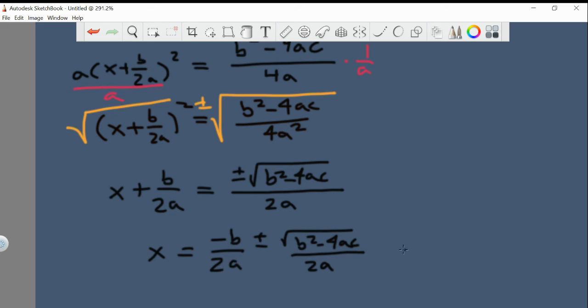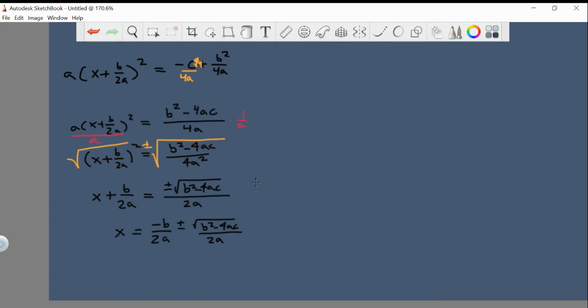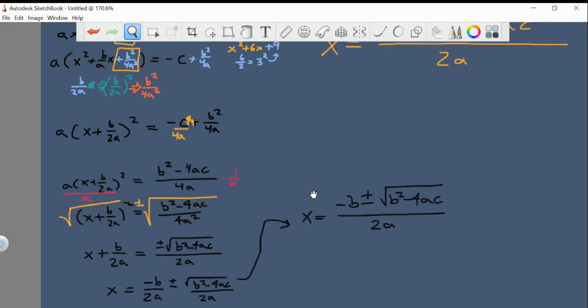They already have common denominators. And so adding these things together should be a piece of cake. Okay, we're going to add those two together. We're going to have x is equal to one fraction with 2a on the bottom, negative b plus or minus the square root of b squared minus 4ac. And that is the quadratic formula. Okay, so that's where it came from.